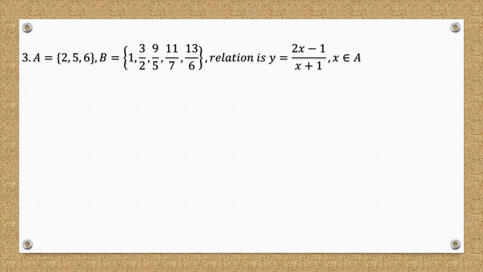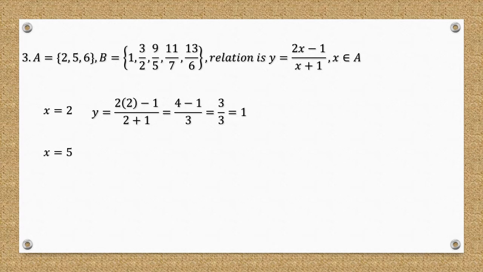That's the condition. We will start with the first value of x, that is 2. That would be x is equal to 2. Putting it into the equation, 2 times 2 is 4 minus 1 is 3, and in the division 2 plus 1 is 3. 3 upon 3 is 1. Next we will take x as 5 because the second value of A is 5. So 2 times 5 is 10 minus 1, 9, and in the division 5 plus 1 is 6. 9 upon 6.